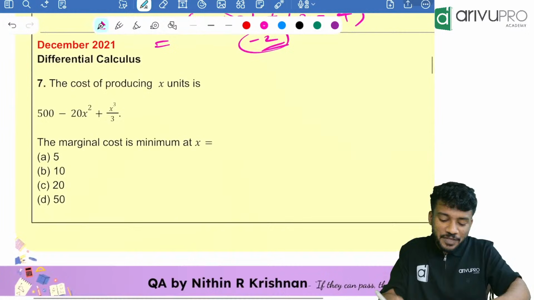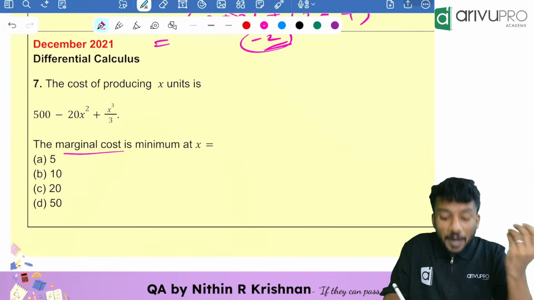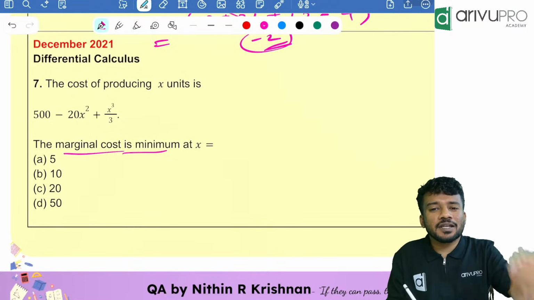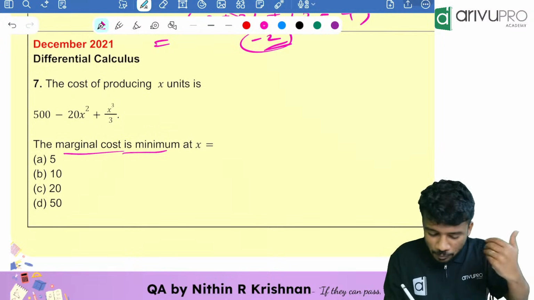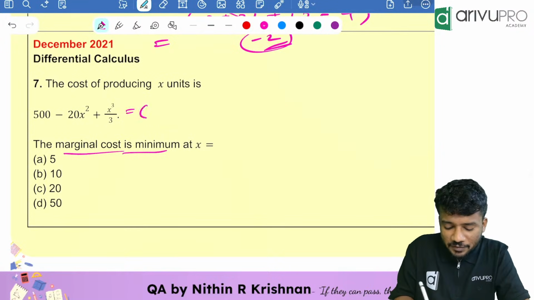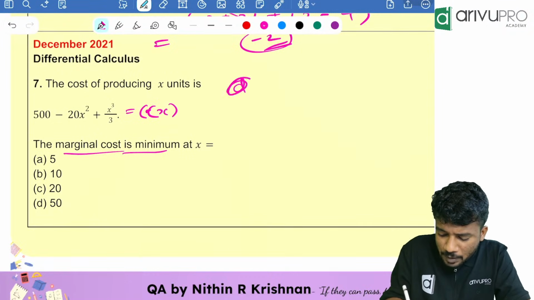Next question, December 2021 differential calculus. They are asking for what? Marginal cost is minimum at what? People, repeated question. I can expect a similar question in this attempt also. The cost of production of x units is this much. Cost function is given, that is C of x. Now we need to find marginal cost. Marginal cost is what?